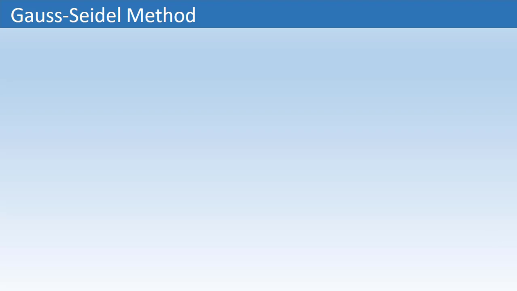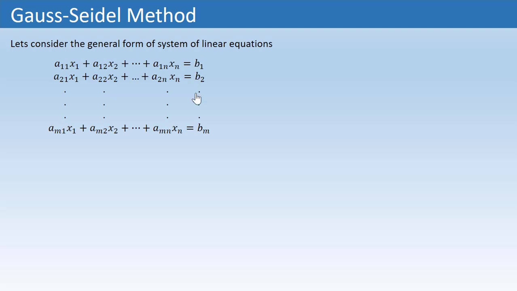In this tutorial, we are going to discuss how to find the approximate solution of a system of linear equations using the Gauss-Seidel method. Let's consider the general form of a system of linear equations, where these a's and b's are known numbers and x are the unknown numbers which we need to find using this method.